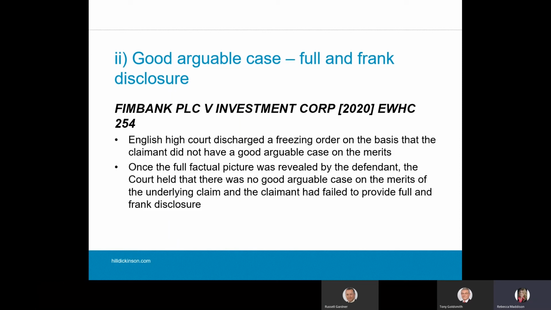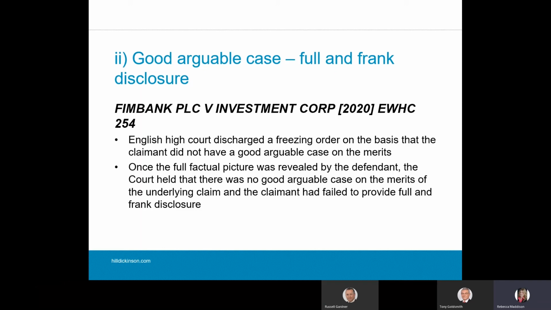We're going to have a look at the recent case of Phin Bank PLC and Investment Corp, which considers the requirement for a good arguable case and the applicant's duty of full and frank disclosure in respect of the full factual position and merits of its underlying substantive claim. In that case, the English High Court discharged a freezing order at the return date hearing on the basis that the claimant did not have a good arguable case on the merits. The claimant, Phin Bank, did not reveal to the court the existence of a stock management agreement, which, on the facts, meant that the defendant had not actually caused the claimant's loss, but rather it was caused by a fraud by a third party. The court criticised the claimant's failure to provide full and frank disclosure of the facts relevant to the claimant's substantive claim.